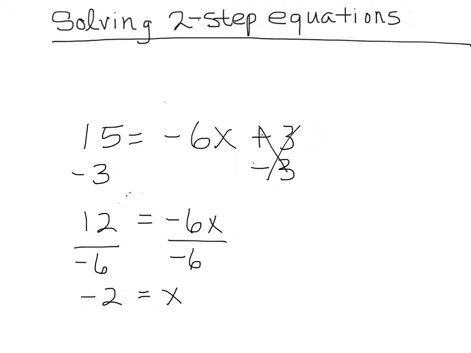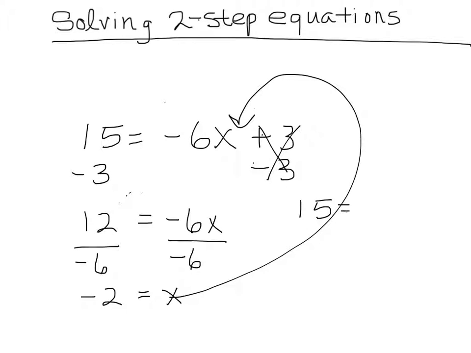Let's check our answer, because that's always a good idea, by plugging the x back into the original equation. So we get 15 is equal to negative 6 times negative 2, which is what we decided x was, plus 3. 15 is equal to negative 6 times negative 2 is positive 12 plus 3. Does 15 equal 12 plus 3? It does. We're good. We did it right. We are happy. Moving on.